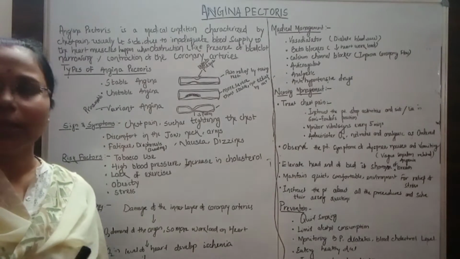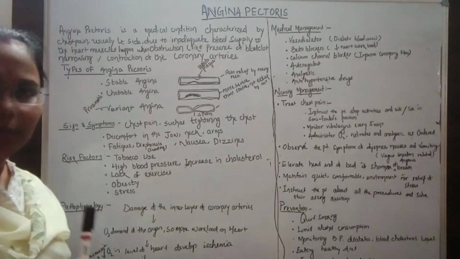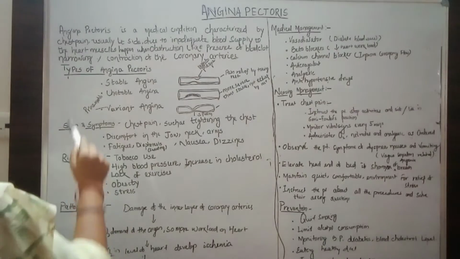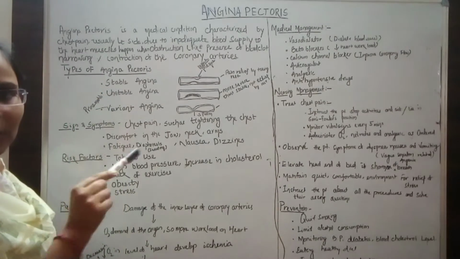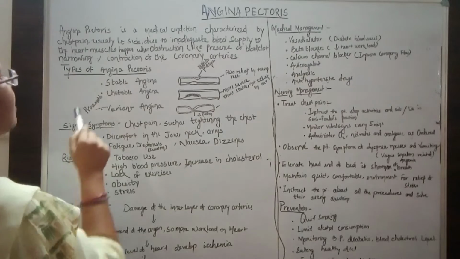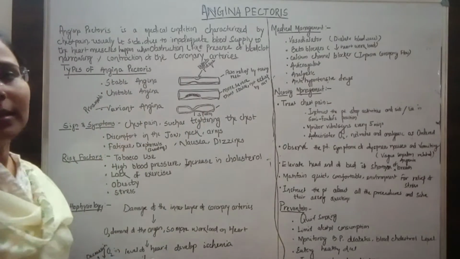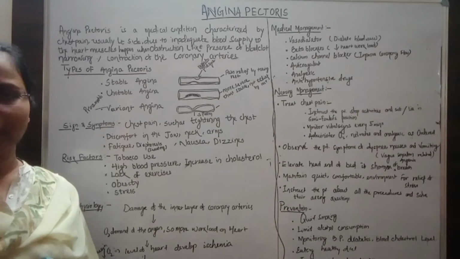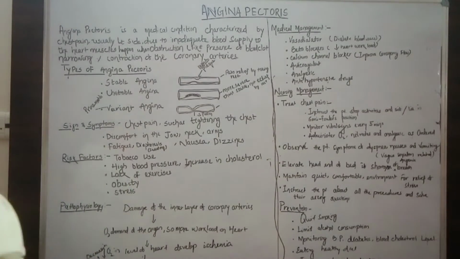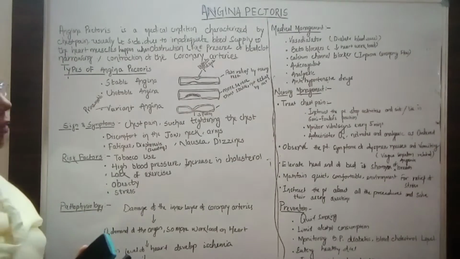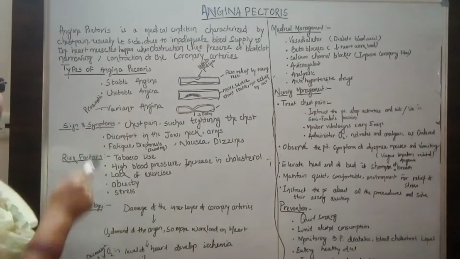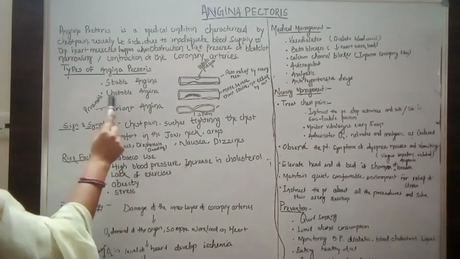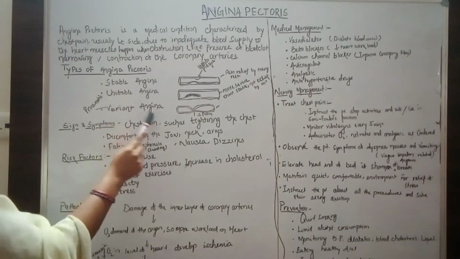Why is there this insufficiency of blood supply to the heart? There are three reasons. One is the presence of a blood clot, another is the narrowing of the lumen diameter of the vessels, and the third is the contraction of the coronary artery. According to these three causes, angina is classified into three types: stable angina pectoris, unstable angina pectoris, and variant angina pectoris.